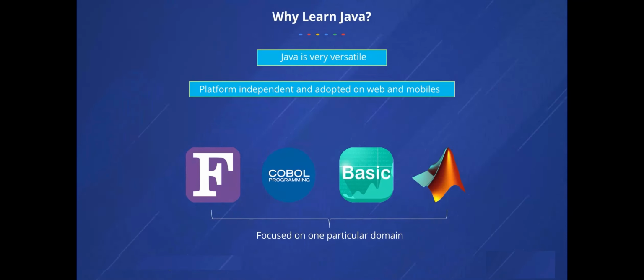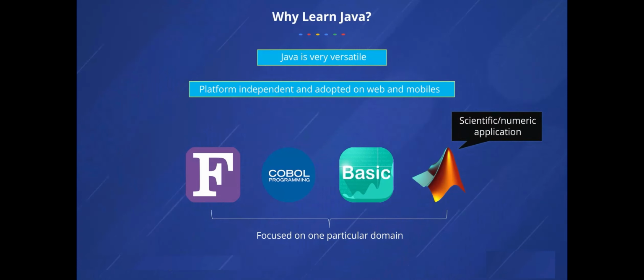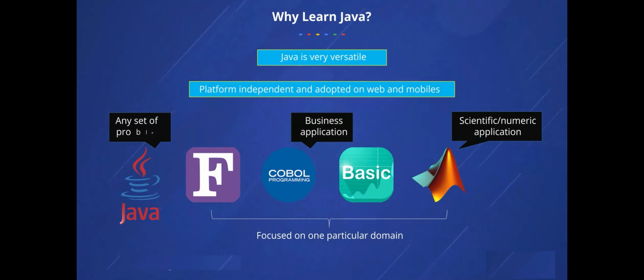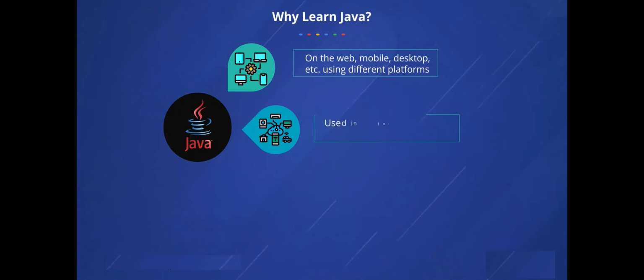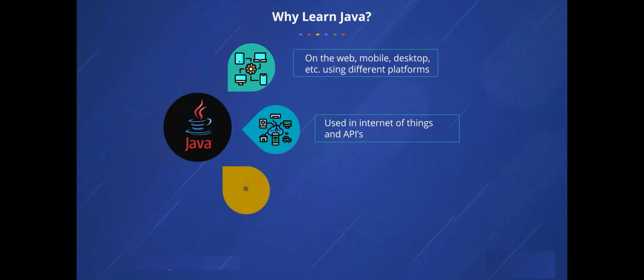MATLAB is completely on scientific and numerical applications, whereas Fortran is similarly along those lines, and COBOL is for business applications. So these are actually biased towards solving one set of problems. But if you look at Java, it can be used on any set of problems. It can be used on web, mobile, desktops, using different operating systems or platforms. It can be used on IoT, and it can be used to have an API mechanism. REST APIs you can easily build using Java, and you can have your client calling them. It can also be used in big data.